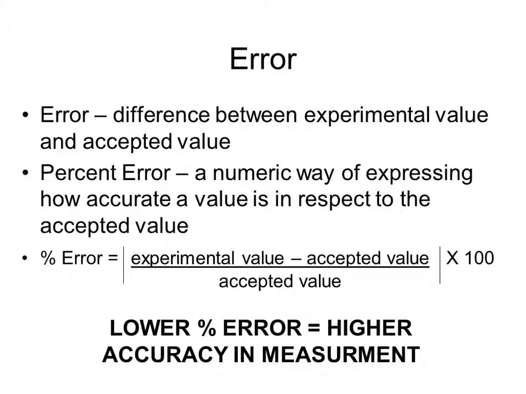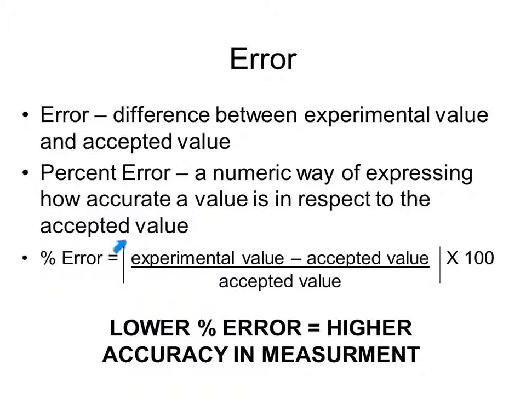We need a technique or a procedure for determining whether or not our data is accurate. And so we're going to use this concept called error. And there are two errors that we're going to report. One error we can say is just the difference between the experimental value and our accepted value, and that's just going to be a raw number. And then we're going to look at percent error. It's a numerical way of expressing how accurate a value is with respect to the accepted value.